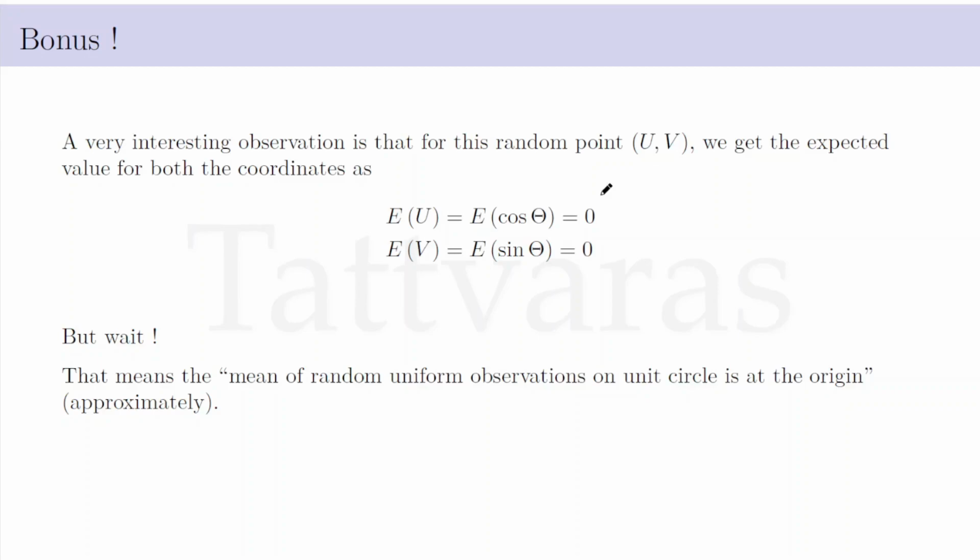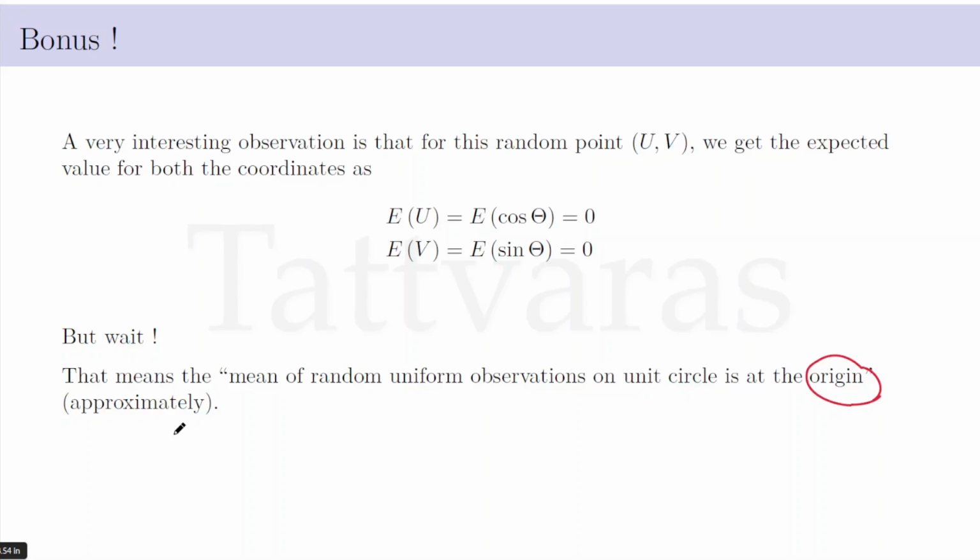yes, so that is actually a problem, because that means if we are calculating the mean of random uniform observations on the unit circle, then that is on the origin. Now that actually doesn't make sense. By mean of random uniform observations, I mean in the sense of the law of large numbers. So if you have enough observations, as you all know, the sample mean can approximate the actual population mean.